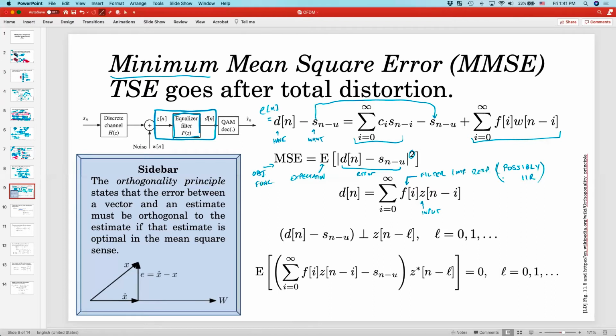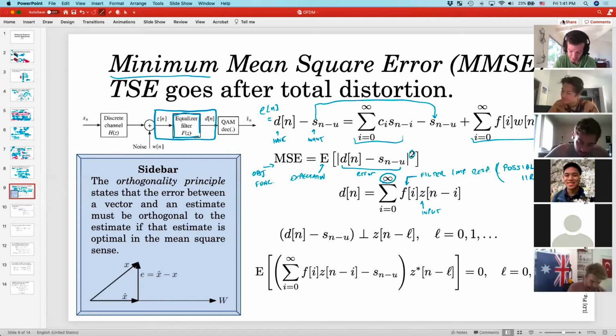Those of you who have a practical bent, your ears probably perked up at that. Don't worry, we'll eventually curtail it to be a finite impulse response filter. But just for now, this infinity allows for a possibly IIR equalizer filter. Okay, so now we get into one of the reasons, I'll be honest, that I wanted to talk about this, and that is to go back to the orthogonality principle.